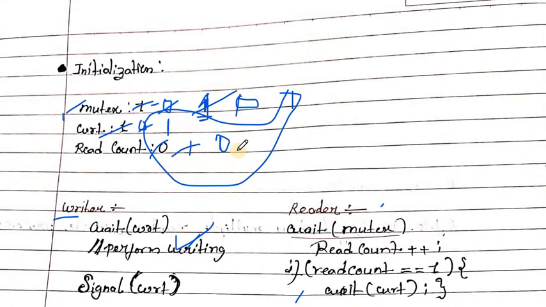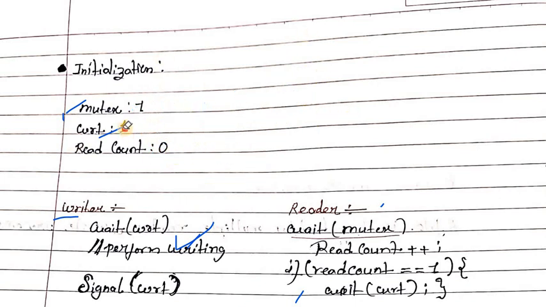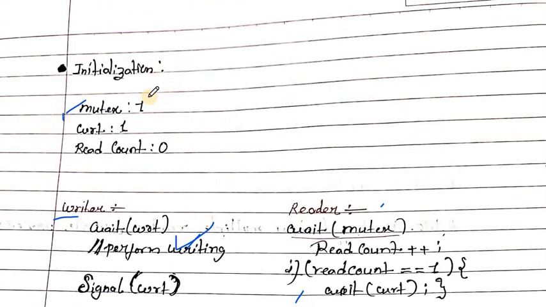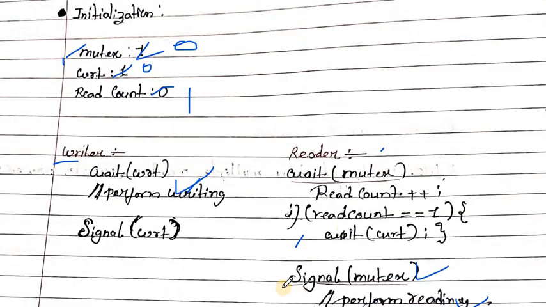Now let us check another case. When one reader is reading, wait mutex becomes 0, read count becomes 1, and since read count is 1, wait WRT becomes 0. WRT becomes 0 and signal mutex makes it 1. Now the reader performs reading, meaning one reader is reading the file.